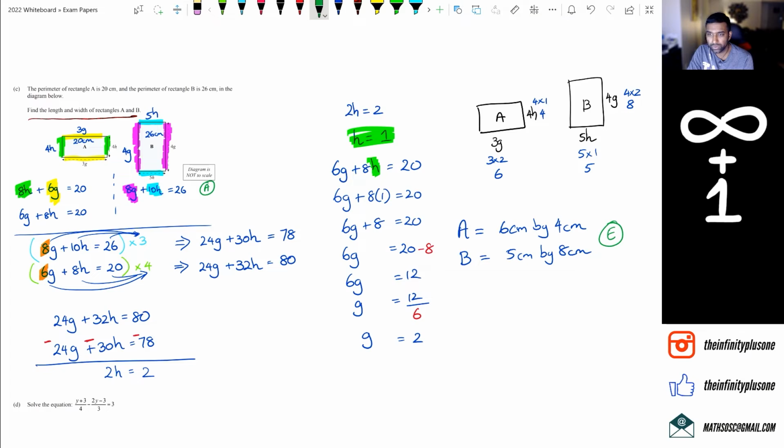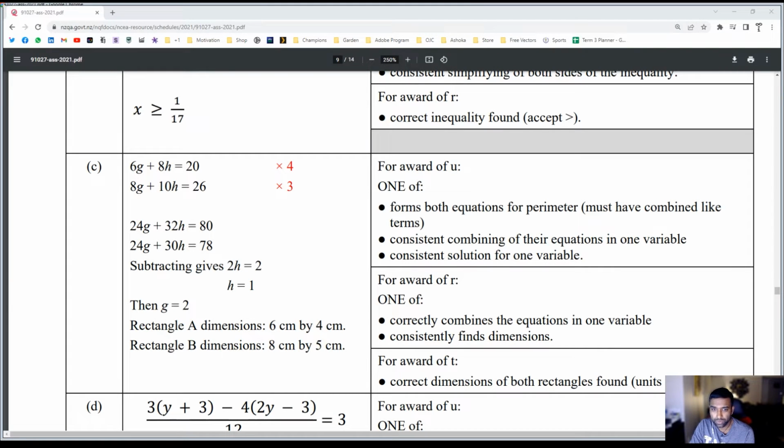Let me just show you guys what I'm doing here. I'm just going to go back to the answer schedule. So as you can see, if you get the final answer, you're going to get an excellence. So that's what that T means, right? But if they say correctly combines the equations in one variable, I'm thinking somewhere around here, you could probably get a merit as well. Consistently finds dimension. So let's say you make a mistake somewhere and then you work your answer and you got the wrong answer, but you kind of had the right working, you can still get a merit for that. So it's a bit of an open question in terms of what you can get for achieved and merit, but for that excellence, you've got to get the dimensions of A and B.